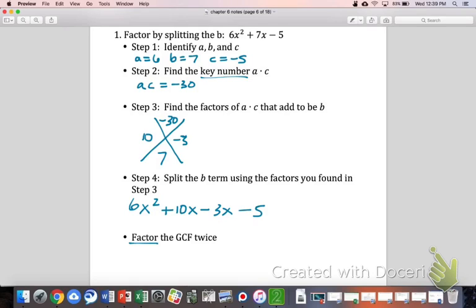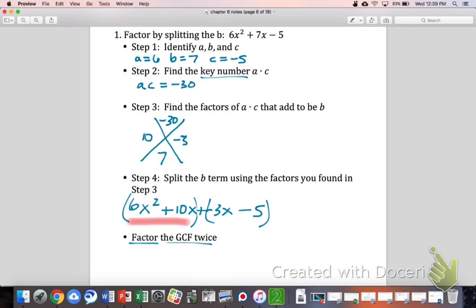To finish this, we're going to factor the GCF twice. To do this, I'm going to group the first 2 terms, and I'm going to group the second 2 terms and put a plus sign in between. And then I'm going to factor. In this first grouping, I'm going to factor out the GCF, what's in common. What's in common here is an x, of course. We can see that both terms have an x. And between the 6 and the 10, we have a 2 that's in common. So I'm going to factor out a 2x.